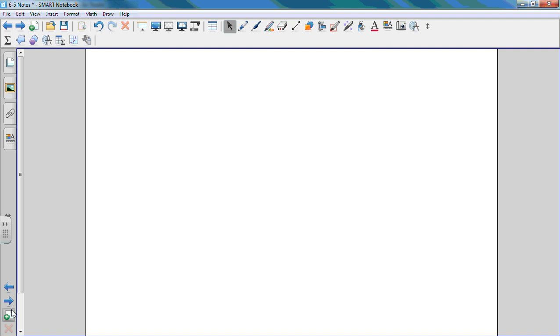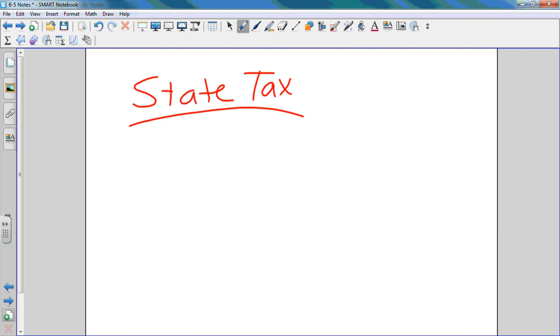Now, the only other thing that we need to talk about that we have not talked about at all is state tax. Now state tax is fairly easy. It varies from state to state, and in Ohio it varies from county to county. If you go to the Ohio website, you can pull up a tax table, and depending on what county, that's how they do it. It's always just a percentage.